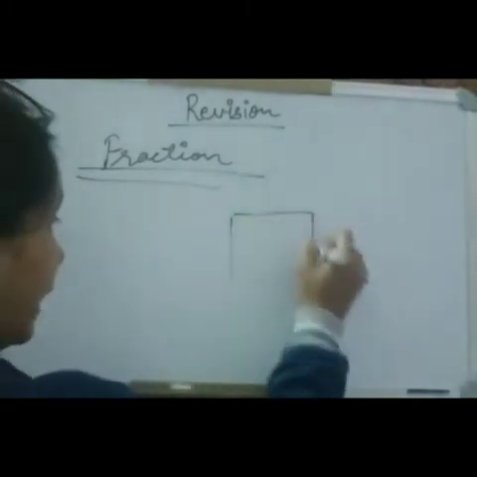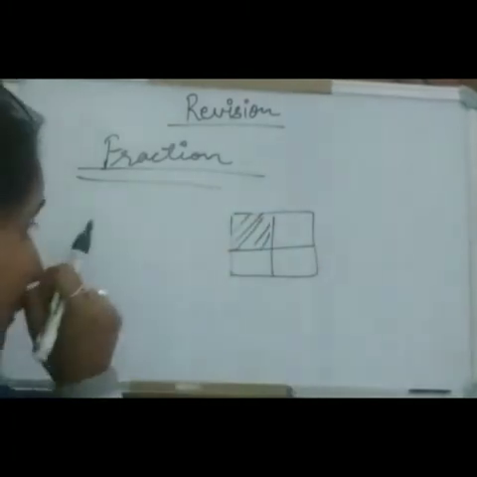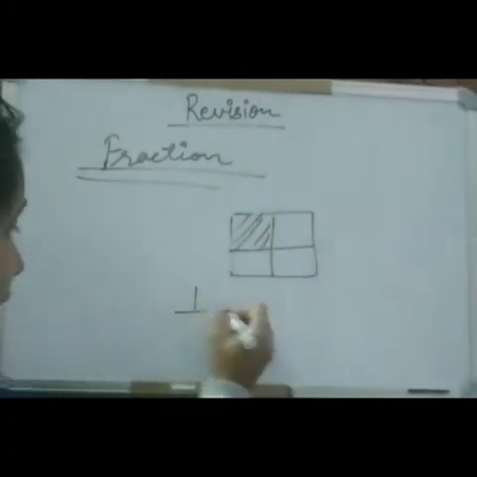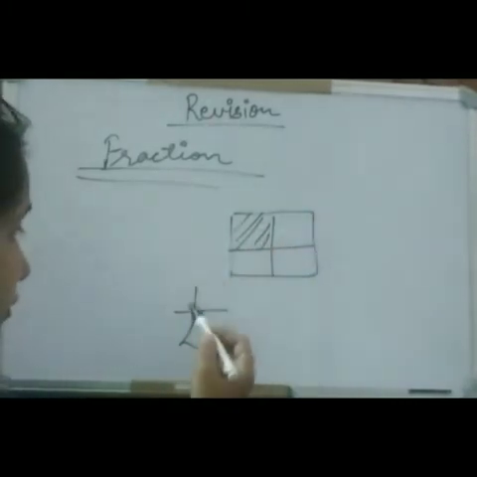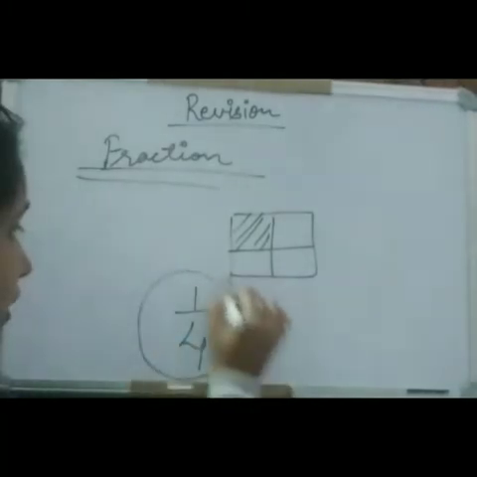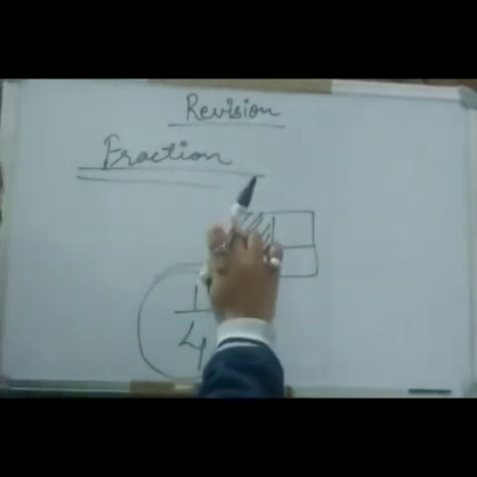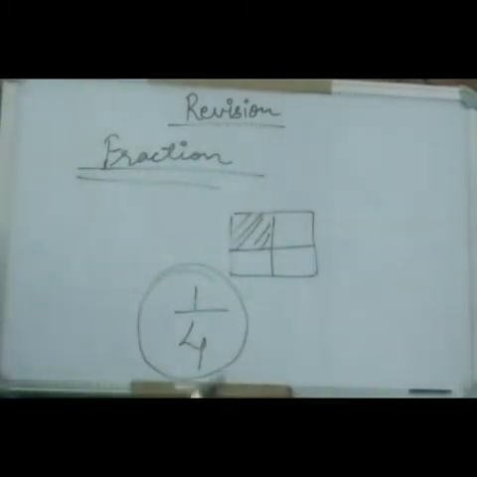Suppose I have this square. Okay. And I have covered this one part. So this one part is 1 out of 4. Means out of 4 parts I have covered one part. So this is part of this whole. Yes. So this is called fraction. Okay. 1 by 4 is fraction.